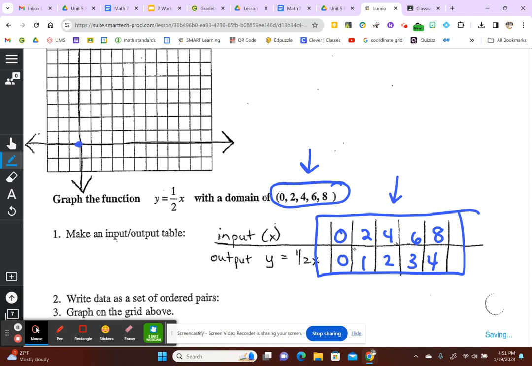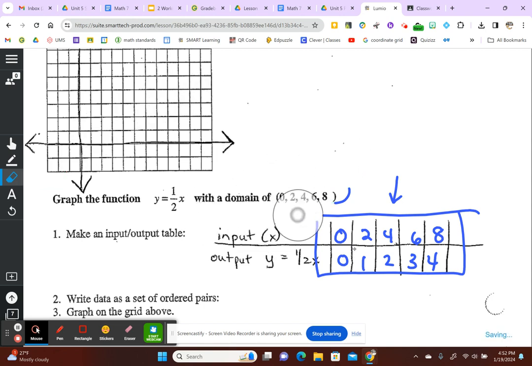So 0, 0, I go 2 to the right, up 1. Then I go 4 to the right, up 2. 6 to the right, up 3. 8 to the right, up 4. And that's my graph.